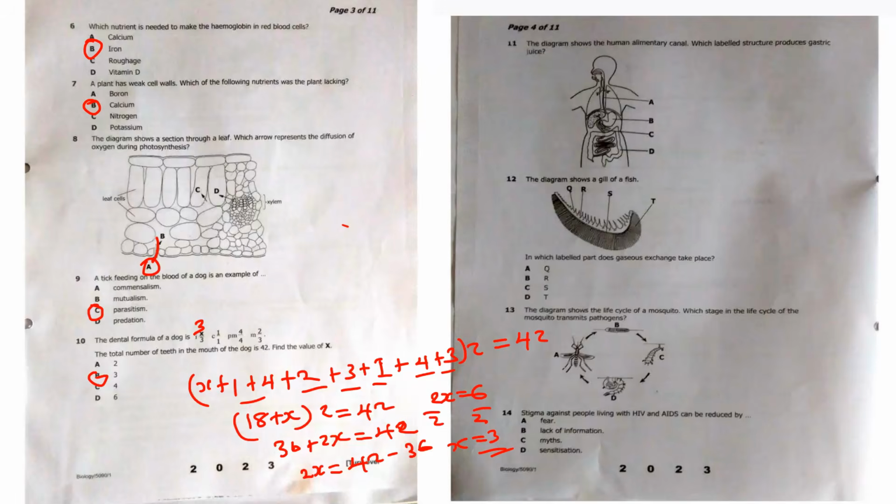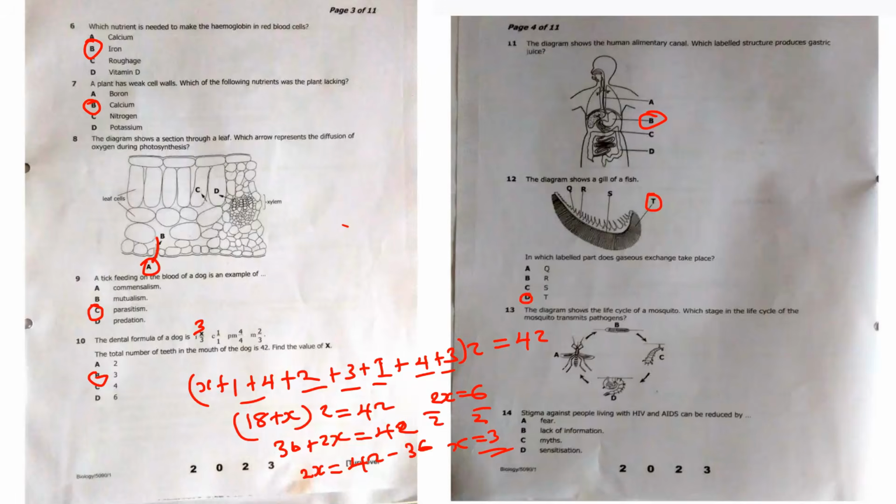The diagram shows the human alimentary canal. Which labeled structure produces gastric juice? It's the stomach. This question we've answered at some point. The diagram shows the gill of a fish. In which labeled part does gaseous exchange take place? It is in T, the filament. So the answer here is D.